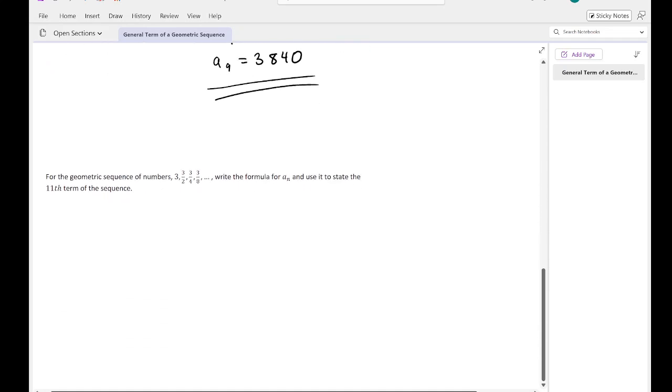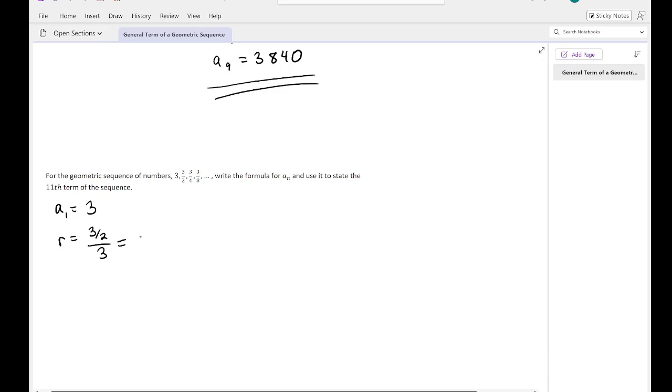Now let's do it again with a fraction, but we're not going to treat it any differently. Again, we know what the first term is. It is 3. We don't know what r is, but we can figure it out by taking two consecutive terms, 3 and 3/2, and writing them as a fraction. So 3 over 2, since it's the second term, divided by the first term, 3. It looks weird, but if you work this out, you end up with the common ratio, which is a half.